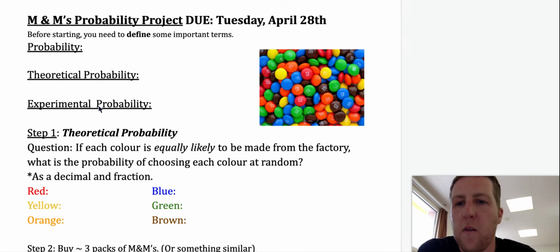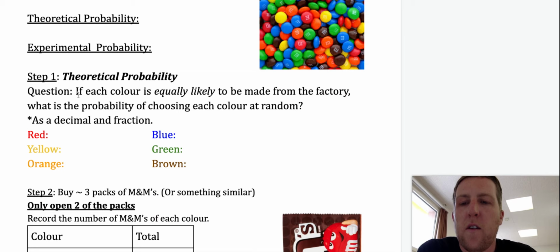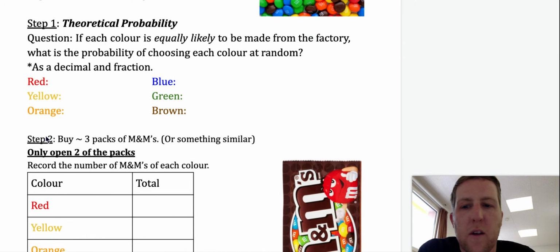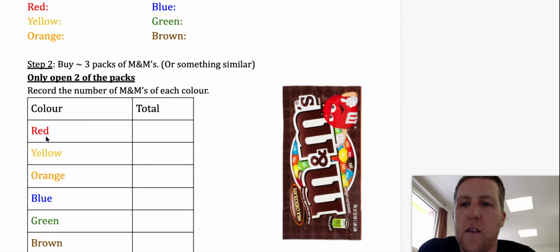We already used them. So in this first step, it's pretty self-explanatory, but what's the chance of getting these colored M&Ms? If you were to open up the bag, what are the chances that an M&M that you pull out of the bag is red or yellow or orange? In theory, without actually ripping open a bag. Because that's what you're going to do in the second step.